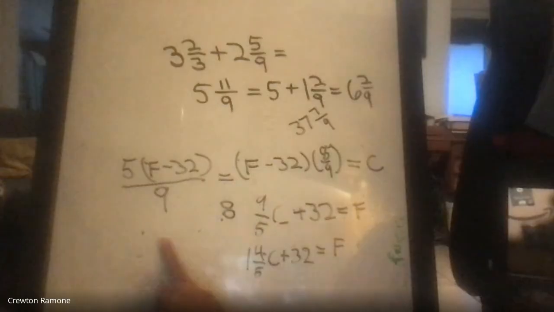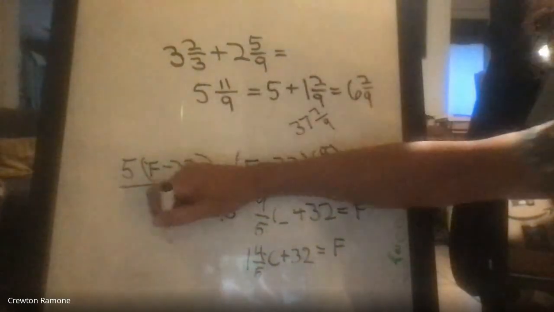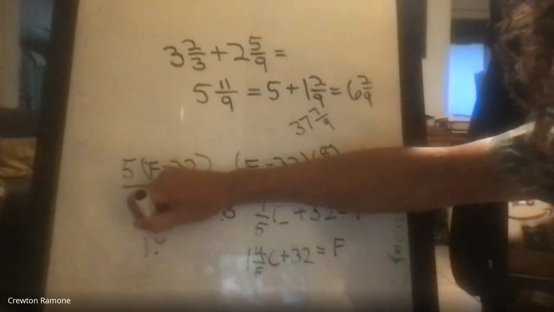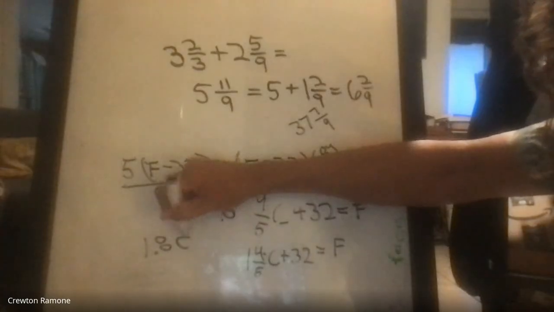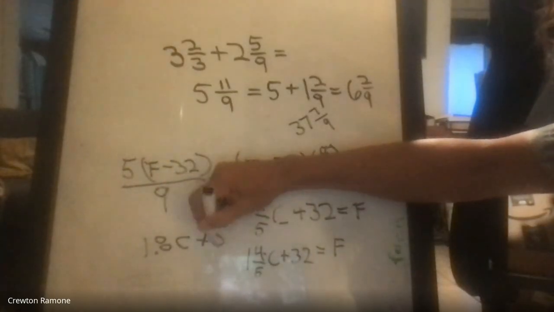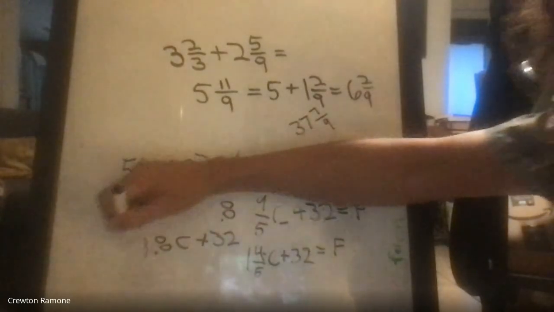Okay, so now that I can convert this, it's going to be 1.8 times C plus 32 will give me Fahrenheit.